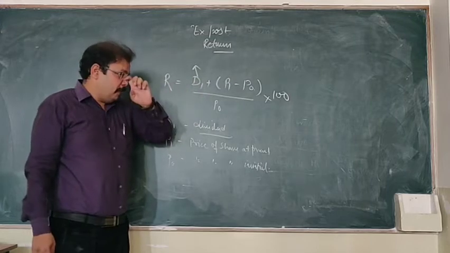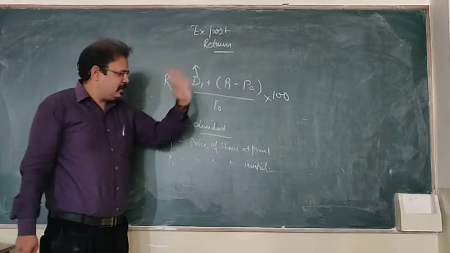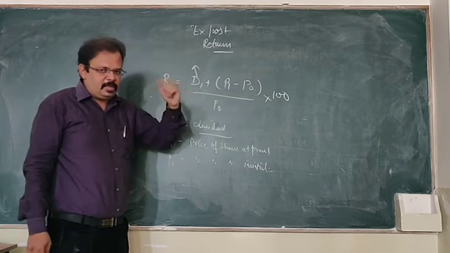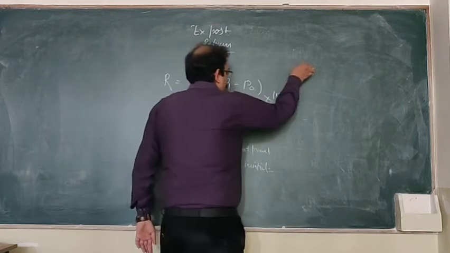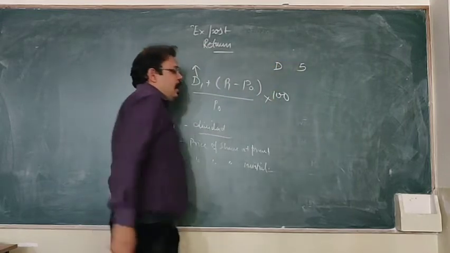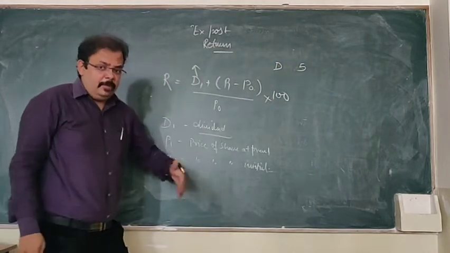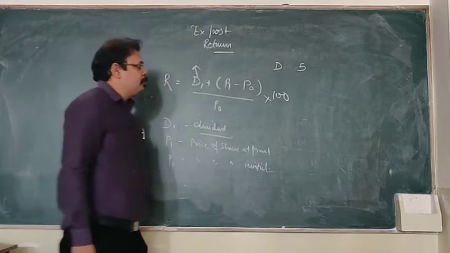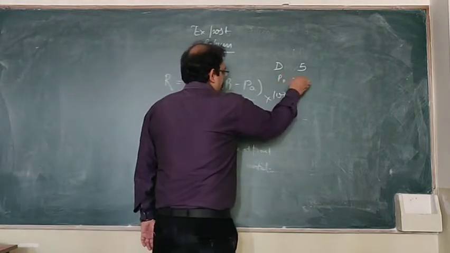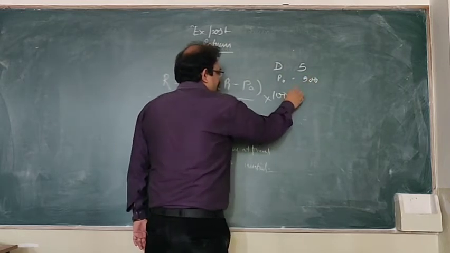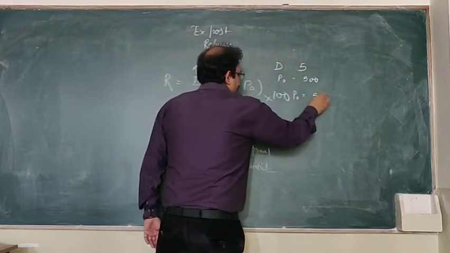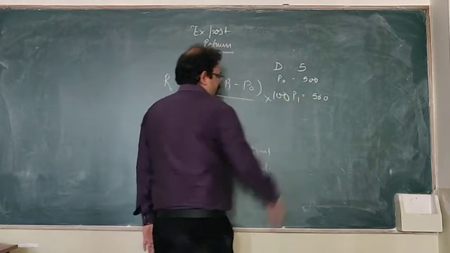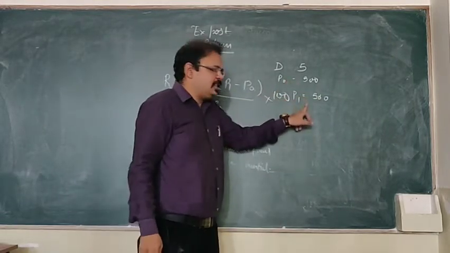Whenever we talk about a situation with the price and the dividends, for example, example number 1 in your book is given. There is a dividend to be paid by the XYZ company, let it be rupees 5. Dividend is given, and the price of the share in the previous year is let it be 500 rupees, and the price of the shares this year is 560 rupees. What will be the return?